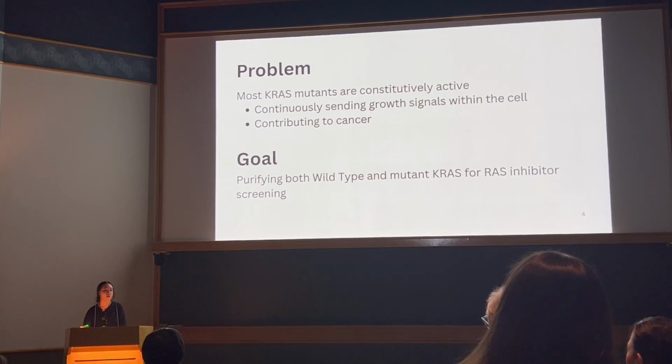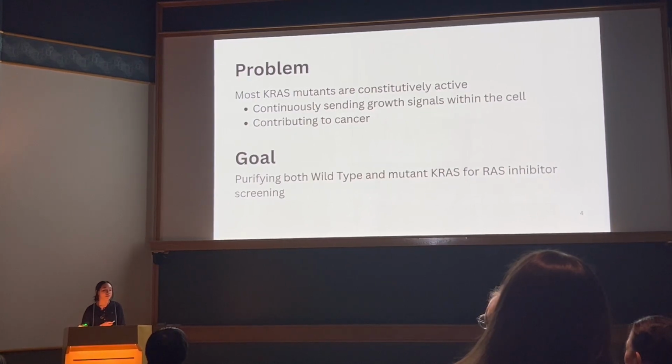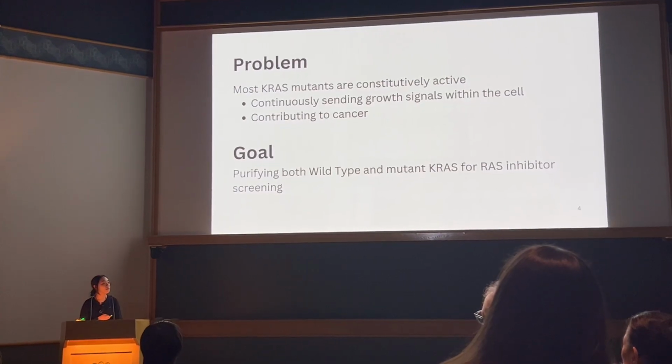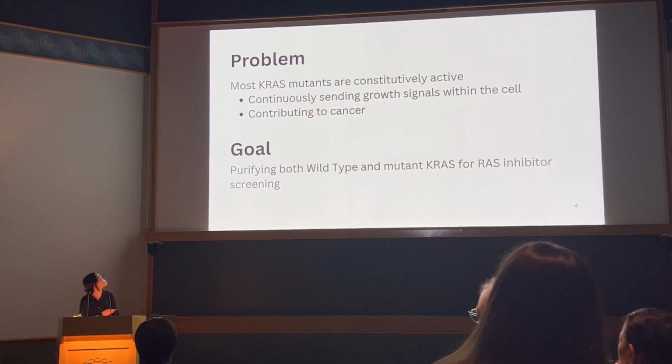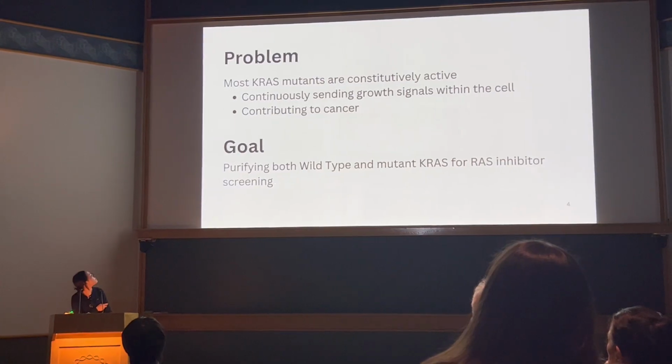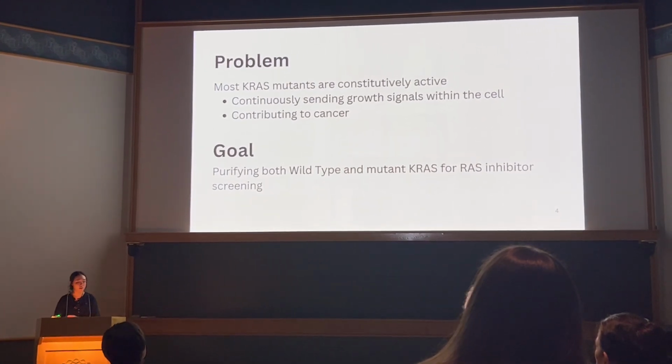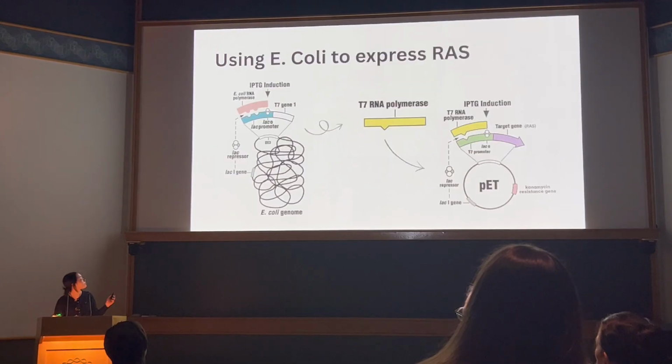That's a mutation where the RAS hydrolysis occurs very slowly, and it keeps remaining in the GTP form. So therefore, our goal is to purify the wild-type RAS and the mutated KRAS G12C to inhibit the RAS mutation.